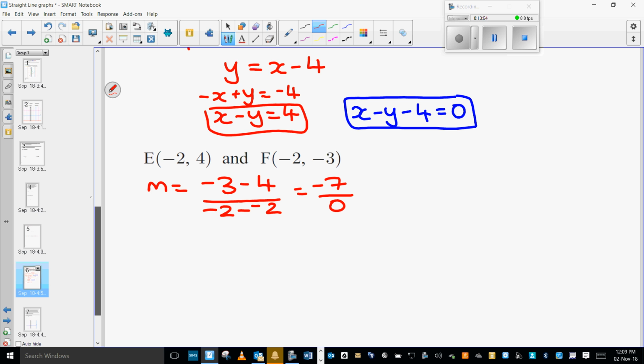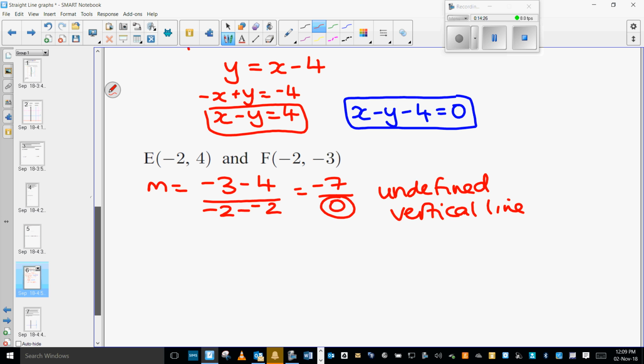So what do we know about undefined lines? What do they look like? They're straight. Vertical. So there, because it's got a 0 at the bottom, it's undefined, which means it's a vertical line.